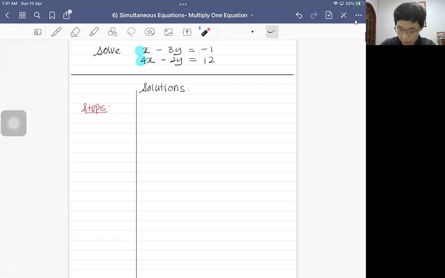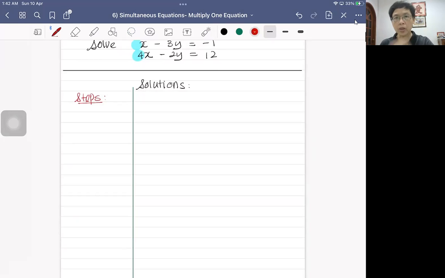Okay, so now the very first step is we are going to prepare. We are not going to jump directly into elimination because we can't do that yet. So what we're going to do is prepare. We're going to rearrange so that we can get the same coefficient.